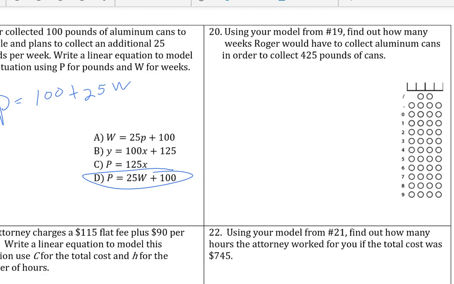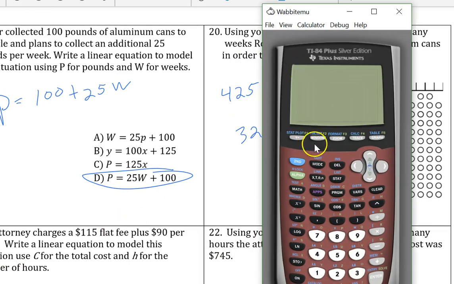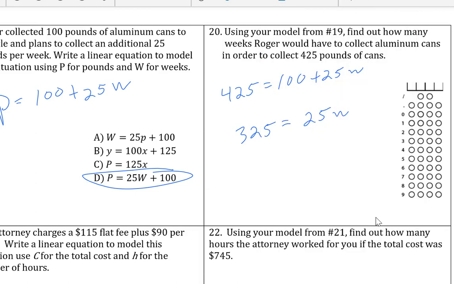Using this, we want to figure out how many weeks until we get 425 pounds of cans. So I'd have 425 is equal to 100 plus 25W. I'd subtract 100 from both sides, and then we divide by 25. So 325 divided by 25, we'd end up with 13. So our number of weeks would just be 13.